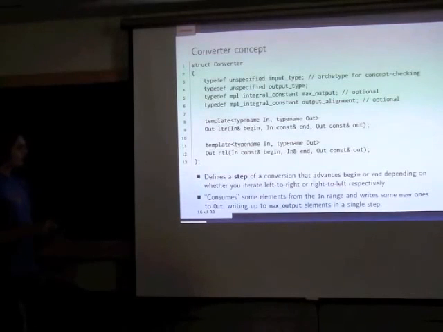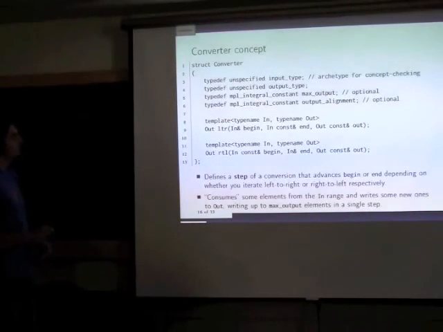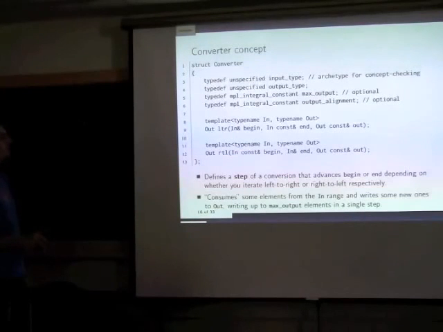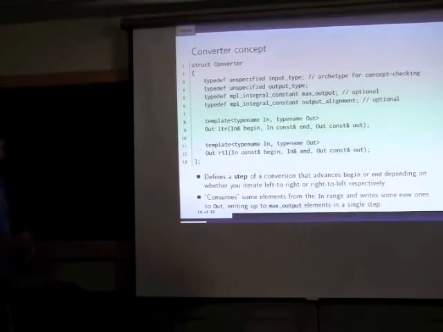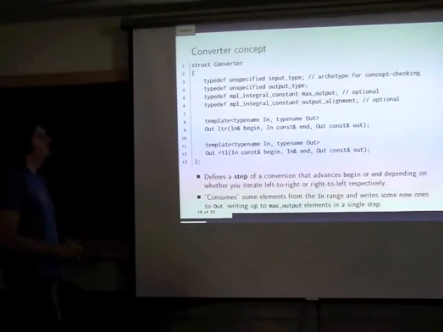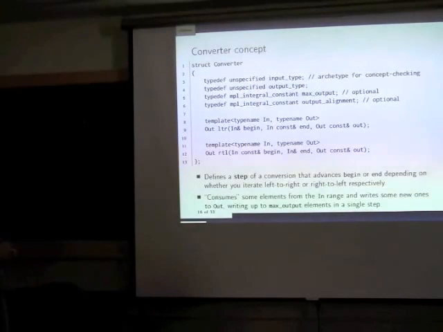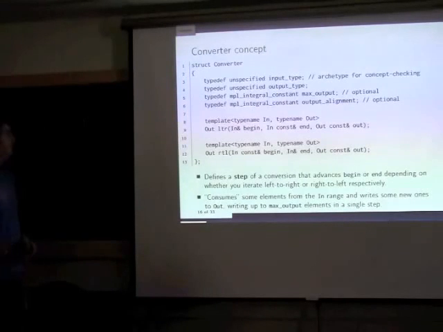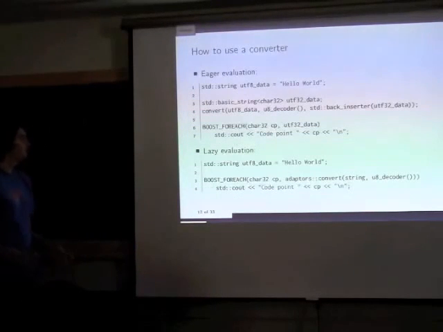So this is the value type of the in iterator. The output type is what kind of output you need to put in out. Max output is how many elements you're going to write to the output, at maximum. This is optional. If you do not specify that, it will be heap allocated. And the alignment just says the output buffer should be aligned if you need to, for example, assign this stuff.